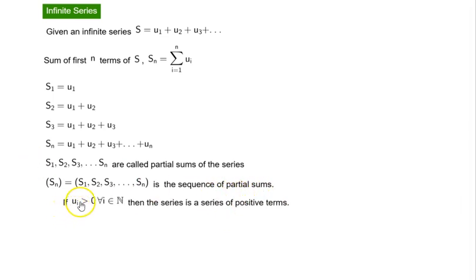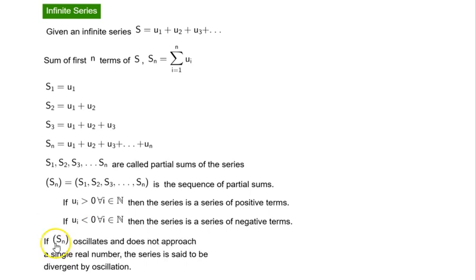Now, if U sub i is greater than 0 for all i in N, that is natural numbers, then the series is a series of positive terms. If U sub i is less than 0 for all i in natural numbers, then the series is a series of negative terms. If the sequence S sub n oscillates and does not approach a single real number, the series is said to be divergent by oscillation.